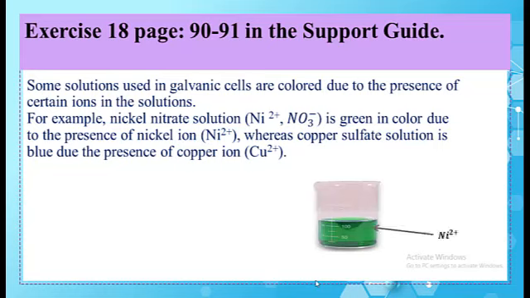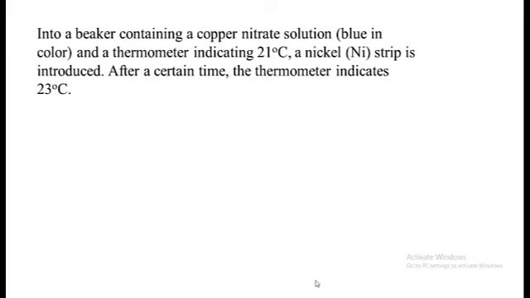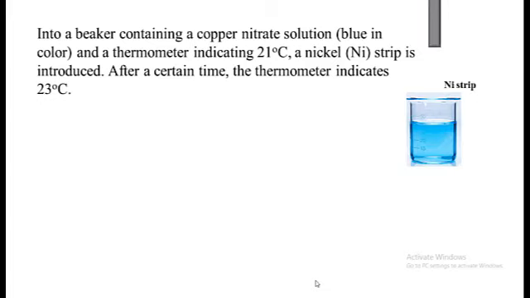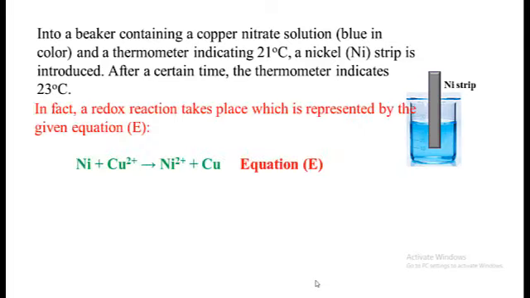Into a beaker containing a copper nitrate solution, blue in color, and a thermometer indicating 21 degrees, a nickel Ni strip is introduced. After a certain time, the thermometer indicates 23 degrees. In fact, a redox reaction takes place which is represented by the given equation: Ni + Cu2+ give Ni2+ + Cu.